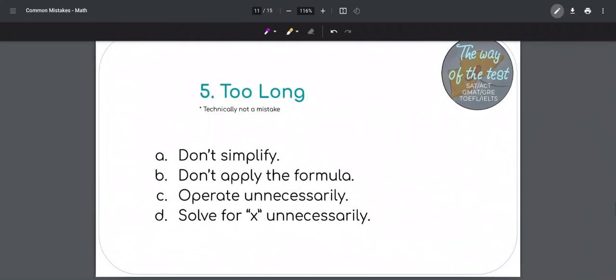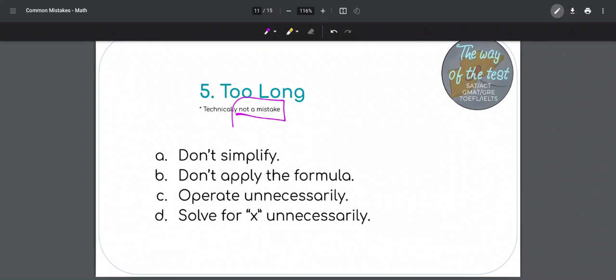Now, the final type of mistake, which is technically not a mistake: taking too long. It means you got the answer right, but you took 2 minutes, right? You don't want to use 2 minutes on a question that should take 30 seconds. So this is also something you have to consider. Technically, this is not a mistake, but I do advise all of you that if you are taking too long to solve a question, even if you get the answer right, you review it and consider it something you have to work on.